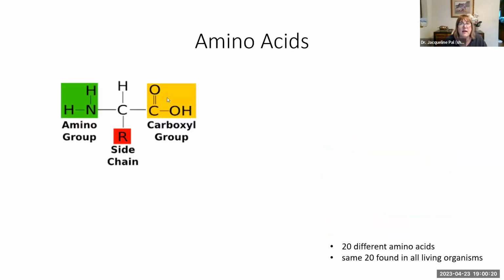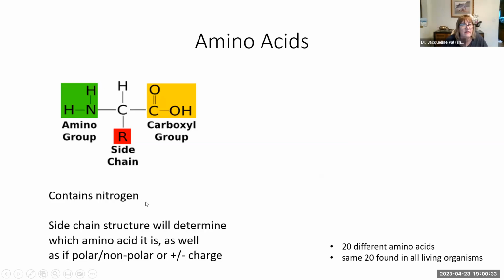So what is an amino acid? Remember that the word amino means nitrogen. So we have an amino group, a nitrogen group. We've got our carboxyl, and we've got these side chains going on again. So think about amino acids, they contain nitrogen. These side chains will tell you which amino acid it is. The side chains will also determine whether it has a charge, and if that charge is positive or negative, and also will tell you if it's polar or not polar.